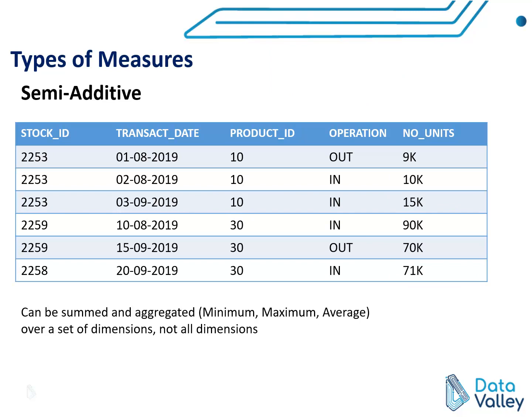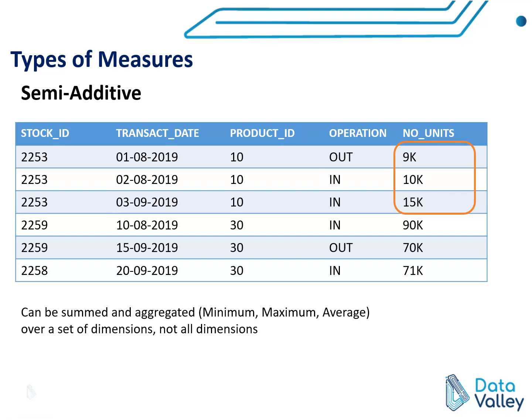Another example for semi-additive: if we have a fact table to track products in or out of a stock, we have here stock ID, we have transaction date, product ID, type of operation, it's in or out, and number of units. And number of units is a semi-additive measure. Let's see why. Because I cannot say the total available units per product is the sum of 9K plus 10 plus 15K. Or I cannot also aggregate or sum over transaction date to get all units inside our stock from a certain product by summing all number of units.